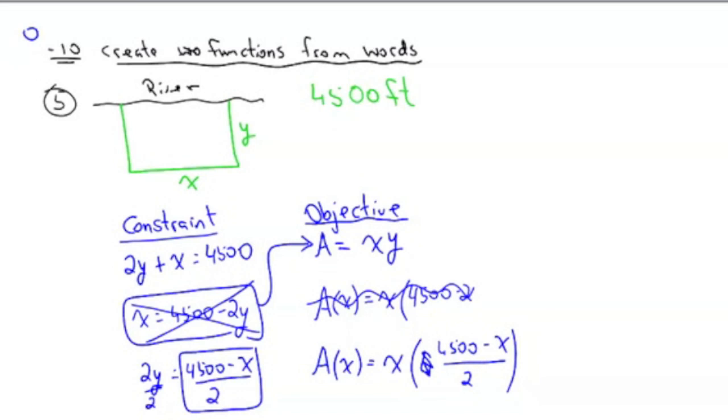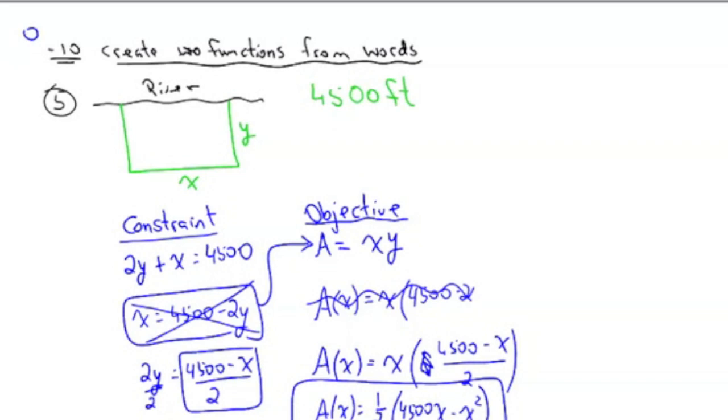We can do a little manipulation here. Pull the half out, so you don't have to look at it over there anymore. So A of x is equal to 1/2. I highly suggest you distribute the x. This becomes 4,500x minus x squared. What does the graph of this thing look like? It's a parabola. Which way is it facing? Down, because it's negative x squared.